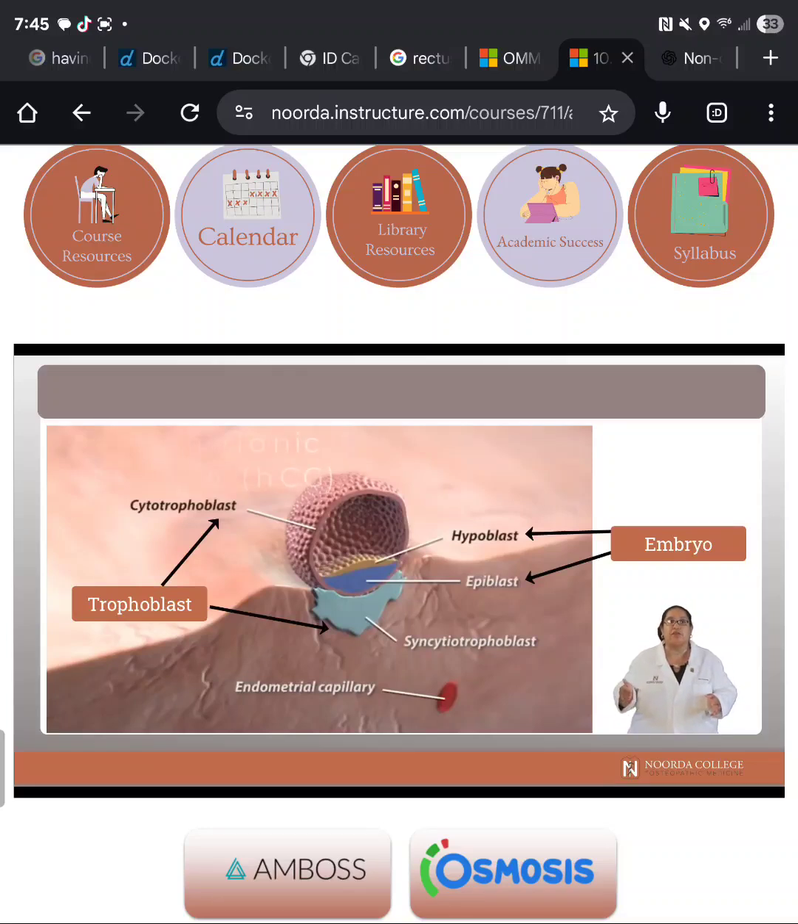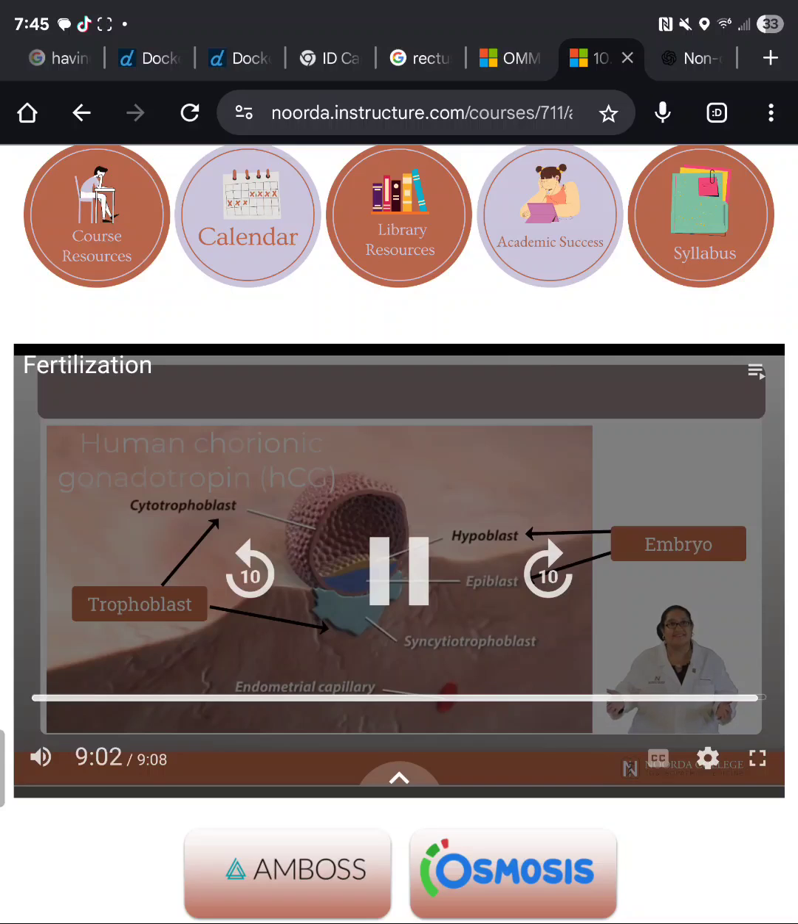Syncytial trophoblast produces human chorionic gonadotropin, HCG, which enters maternal circulation, maintaining the corpus luteum. So estrogen and progesterone are needed to maintain the pregnancy. And this is what would be detected in the urine test when you're doing a pregnancy test. And with that, we've covered fertilization and implantation.